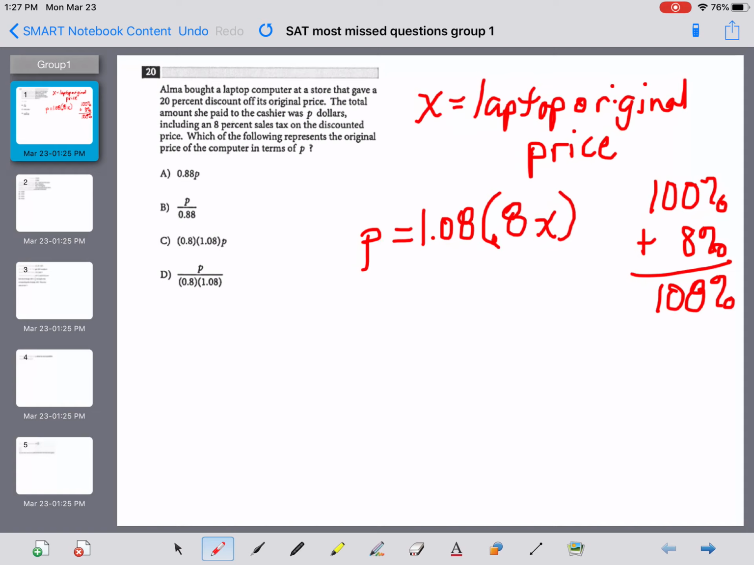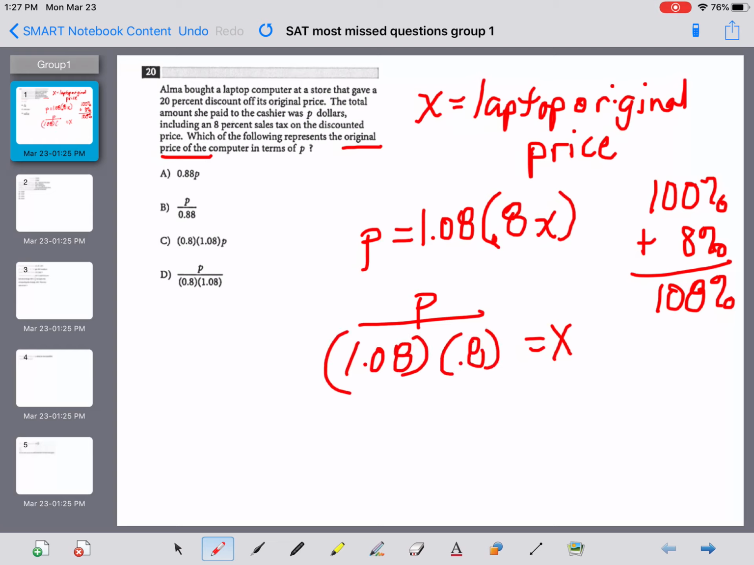Now, you'll notice that this is the choice for C, but be careful when you finish reading the question. It says, which of the following represents the original price? So I actually wanted this equation to equal X. So it's going to be P divided by 1.08 times that 0.8. And this is my final answer, which is actually D. So the first question on our most missed questions, the answer is D.